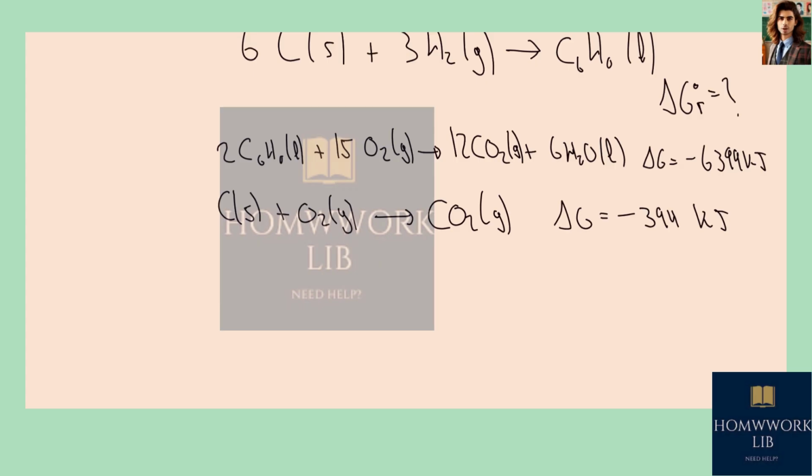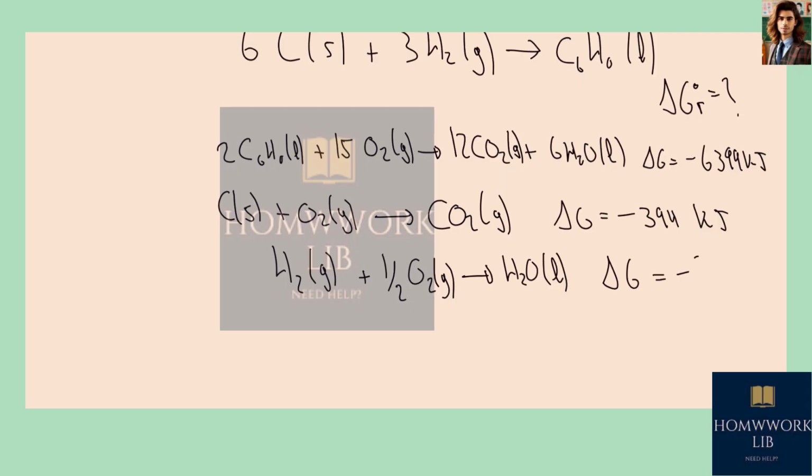Following this, we're going to have the formation of water with hydrogen gas plus 1/2 of oxygen gas, producing H2O as a liquid, with a value for delta G for this reaction equal to minus 237 kilojoules. So over here, what we're going to do is apply Hess's law in order to get our final answer.